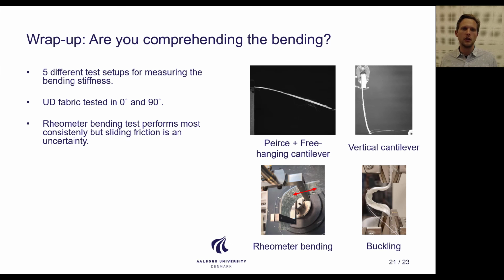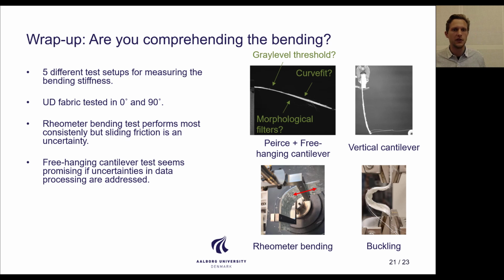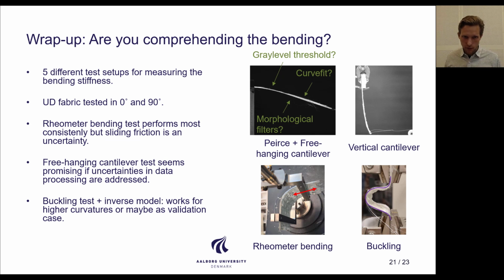The free-hanging cantilever test seems promising if these uncertainties in the data processing can be addressed. So what gray level threshold is going to be used, what is the curve fitting scheme, and are there any morphological filters, etc. And lastly, there is the buckling test with the inverse modeling framework. It works for higher curvatures, or it could maybe also be used as a validation case, because the fabric will experience a wide range of curvatures from negative to positive and back again.